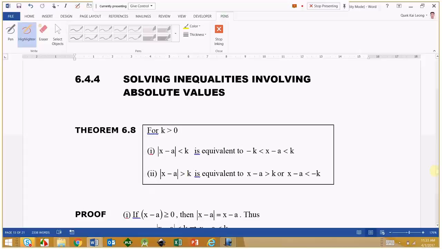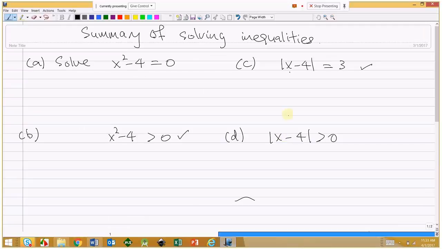Now we are going to consider the last case here. The last case is this: absolute sign with inequalities. Notice there's no equal sign now. There's an inequality. It can be greater than, can be less than. Now, how to solve this? I'm going to go through.